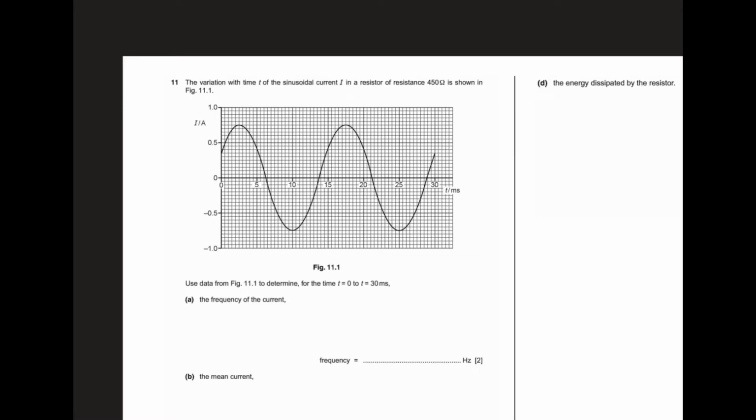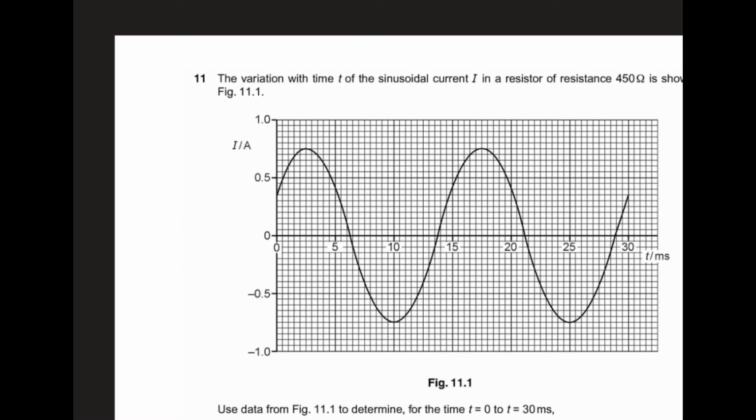So you want to find the frequency of the current, so you have to find the period. To find the period, let's take maximum to maximum. Here to here. So maximum at 2.5. Here maximum at 17.5.